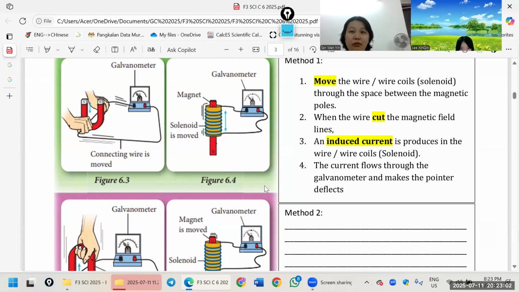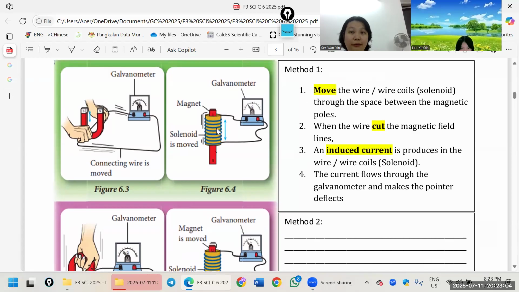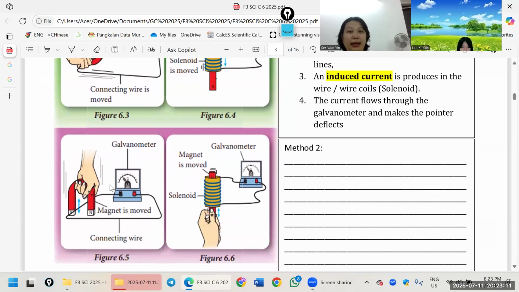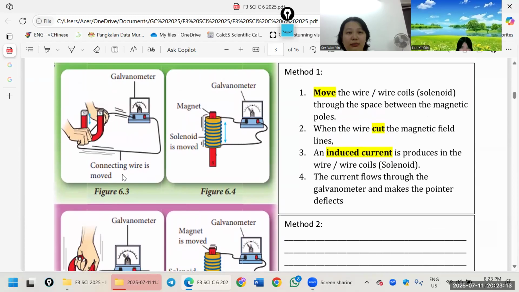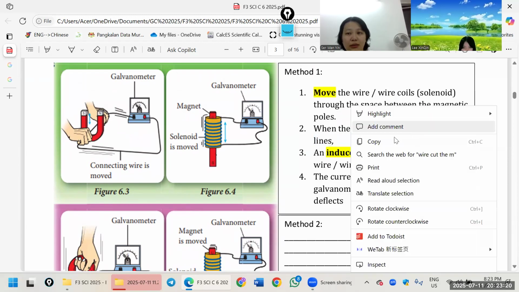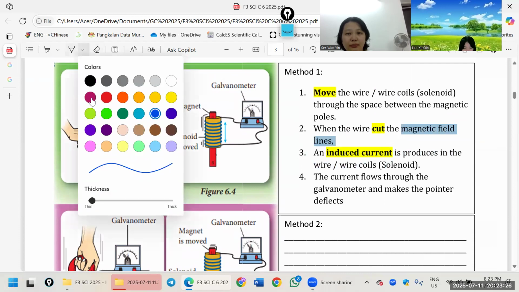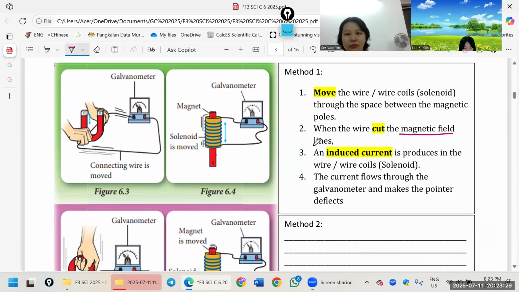Okay, so now the difference is one move wire, one move magnet. So this one move wire to cut the magnetic field lines. Then induced current is produced in the wire. Okay.